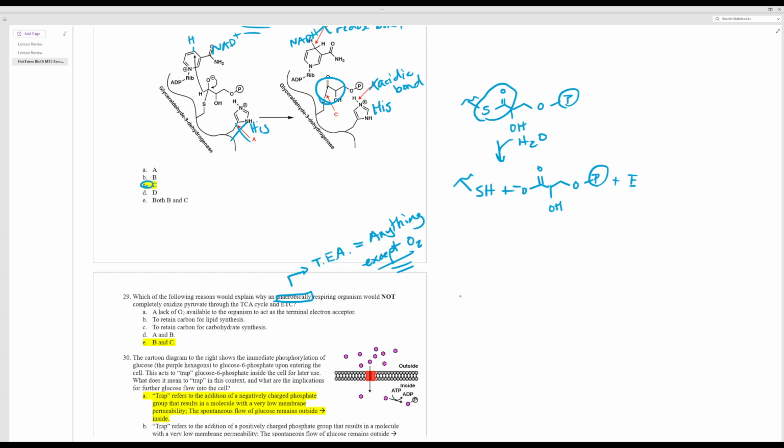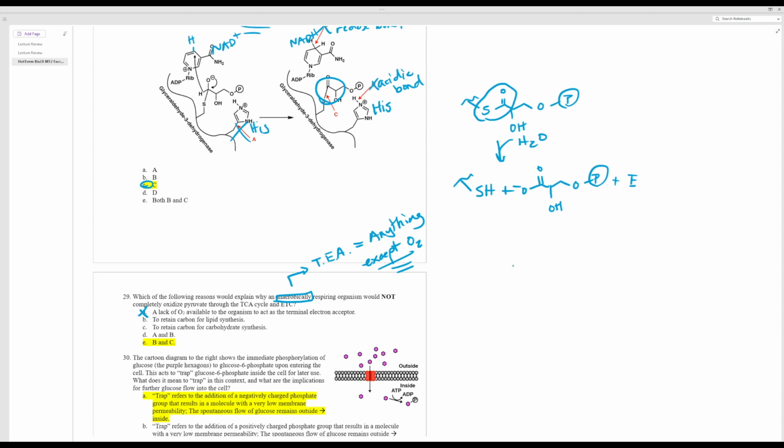Because O2, if it's the terminal electron acceptor, is aerobic respiration. So, A: a lack of O2 available to the organism to act as a terminal electron acceptor. An anaerobically respiring organism doesn't use O2 as its terminal electron acceptor, by definition. So it can't be A. And yes, this answer choice is there to trick you if you're reading too quickly. You're welcome. B, to retain carbon for lipid synthesis.